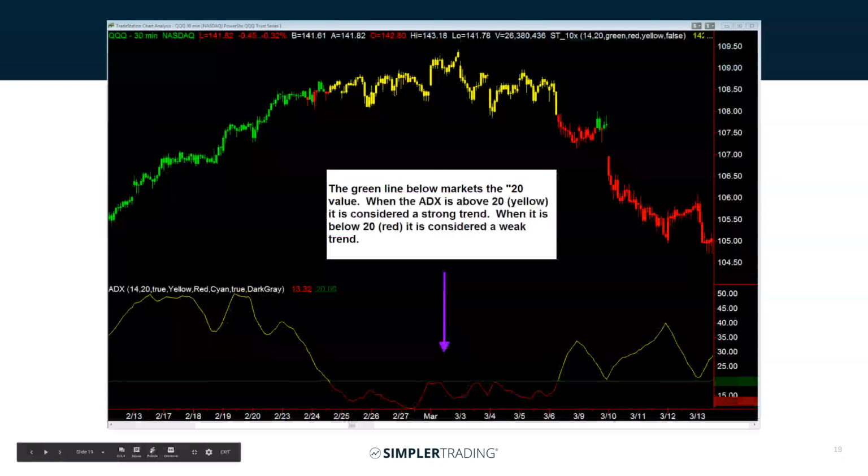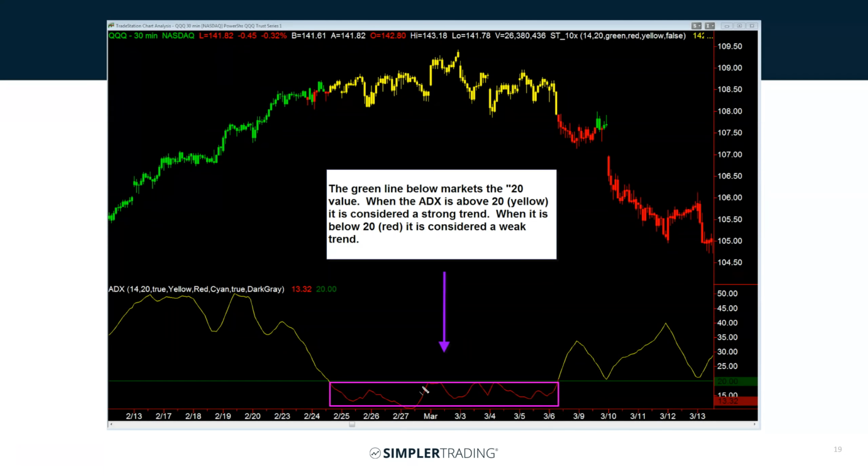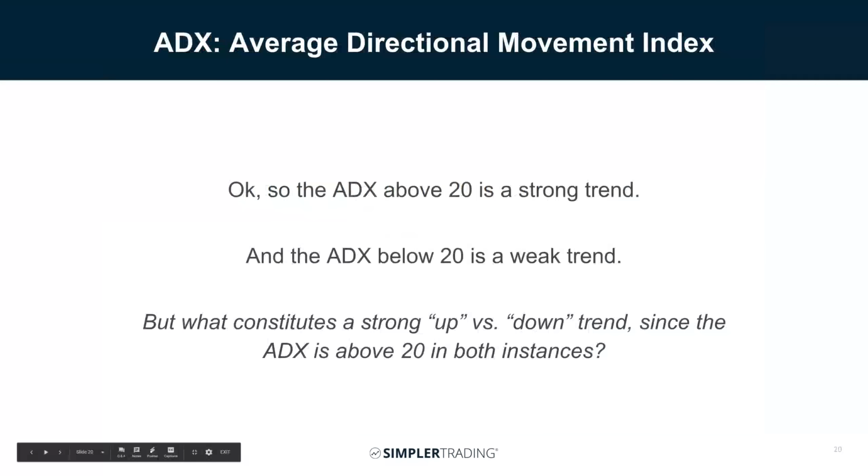So now we can look at this again and say, okay, great. We can see that right here, this green line is at 20. So if the ADX here is under 20, which is in red, that means that these bars are going to be yellow to represent a trendless market, okay? But now the question is, here it's above 0 in green, and here it's above 0 in red. What does that mean? Easy enough, right? ADX above 20 is a strong trend, and ADX below 20 is a weak trend.